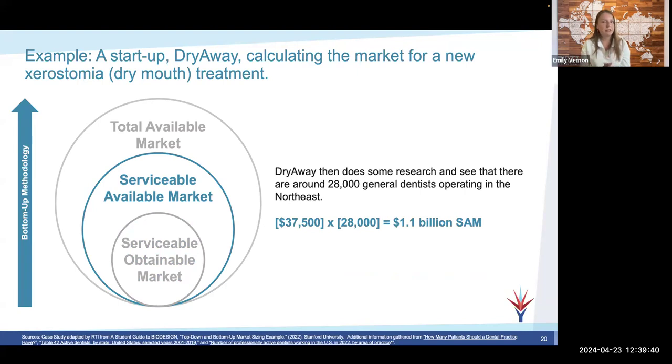So they did some research, and they found that Dry Away is located in the Boston area, and that there are around 28,000 general dentists operating in the Northeast. Again, we're simplifying this, making the extrapolation solely a geographic extrapolation. They'll take that $37,500 opportunity per practice and multiply it by the number of practices in the Northeast to result in a $1.1 billion SAM.